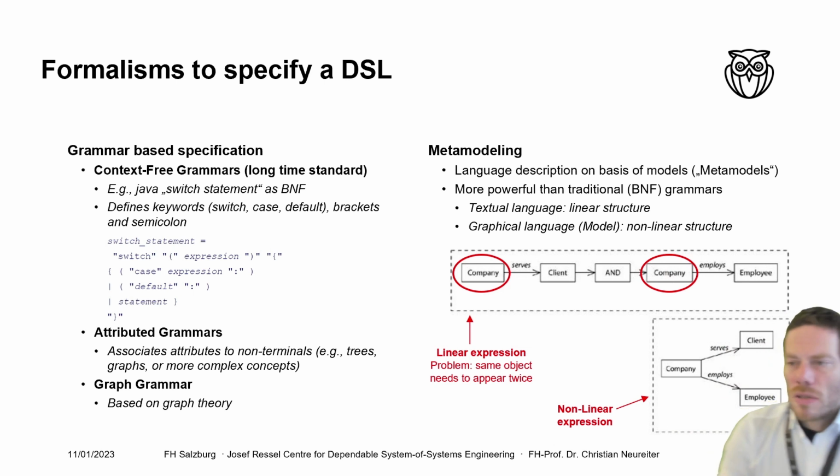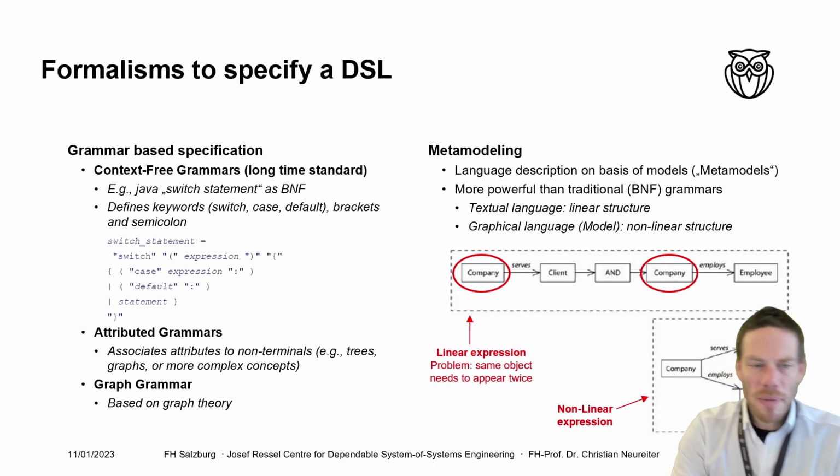The opposite concept here from meta modeling, which is based on nonlinear expression, comes with something like this, where we can say a company serves a client and a company employs employees. So you already see in this very brief summary that the nonlinear expression that we use in meta modeling has a bit more options than the linear expressions as we know them, for example, from context-free grammars.